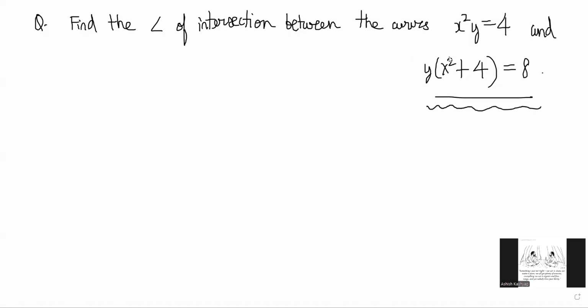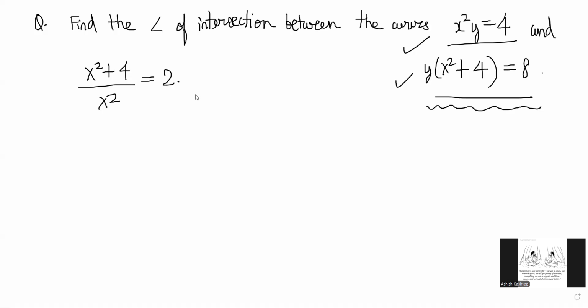Right. So you have to find the angle of intersection between these two curves. Try it out. The first thing obviously is to solve the curves to find the point of intersection. How do you solve these two curves? It is easy. Divide one by the other. You can easily do it because x squared plus 4 by x squared eliminates the y term. So this is equal to 2.